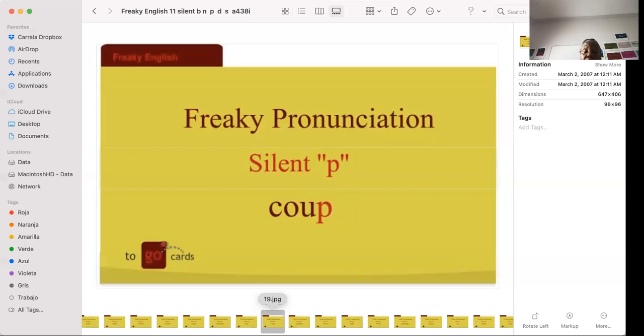Coup. This word is used a lot. Well, I don't know how much it's used. It means, like if you have a coup d'etat, which means overthrow of the state. I remember when I learned that word, when I was a little girl. No, I wasn't.